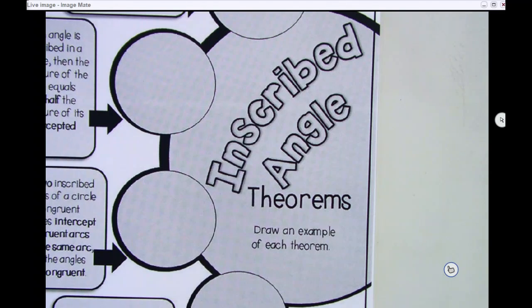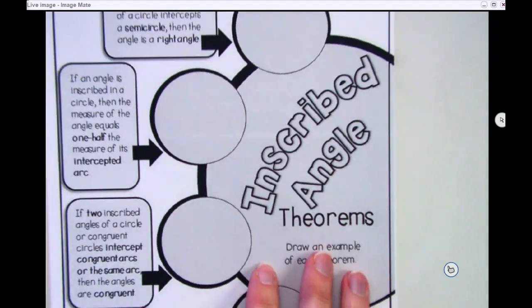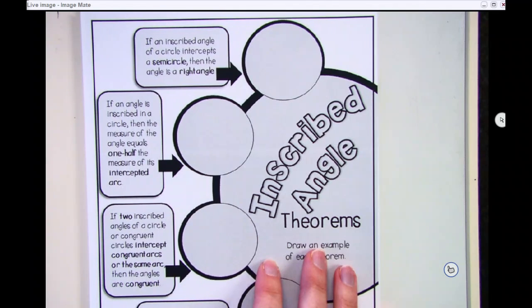Inscribed angles. I hope you find this as friendly as the past couple of lessons we've been doing. We are going to talk about 4 different theorems that I think you'll be able to understand quickly. First one being an inscribed angle of a circle that intercepts a semicircle.